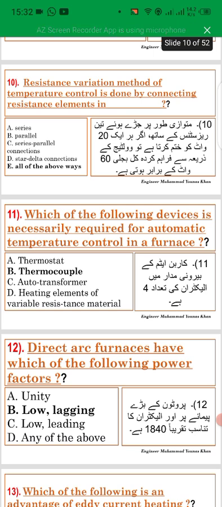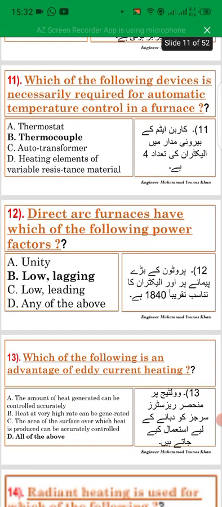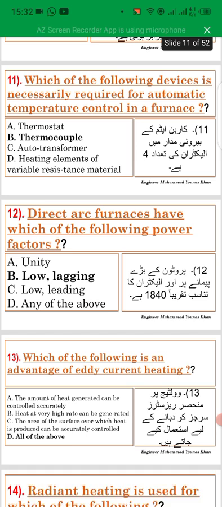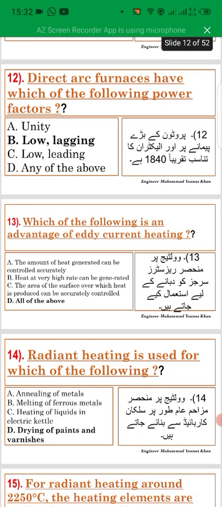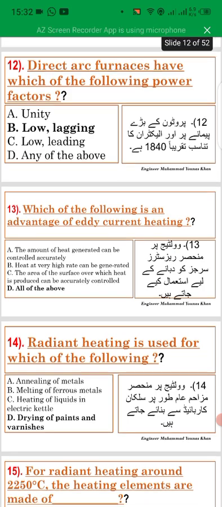Resistance variation method of temperature control is done by connecting resistance elements in series, parallel connection, star delta connection. Which of the following devices is necessarily required for automatic temperature control in furnace? Thermocouple. Direct arc furnace has which of the following power factor? Low lagging.